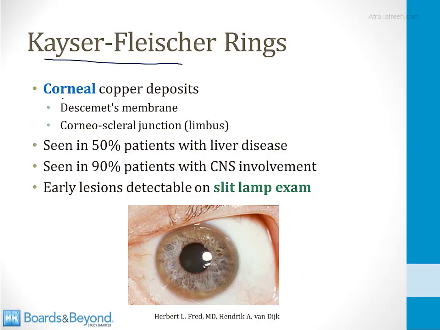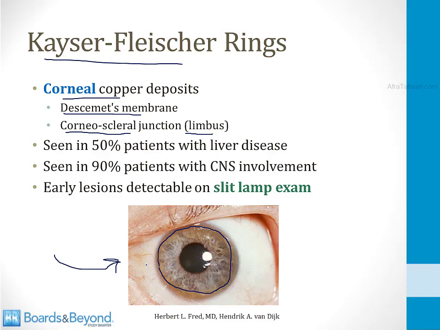These are corneal copper deposits that occur in a layer of the cornea called Descemet's membrane. They occur at the junction between the cornea and the sclera. It's called the corneoscleral junction, or the limbus of the cornea. If you look at this picture on the screen here, you can see that this patient has a brown rim around the cornea of the eye. I'm drawing my pen through it right now. That brown rim is called a Kaiser-Fleischer ring, and if you see that, it is diagnostic of Wilson's disease.